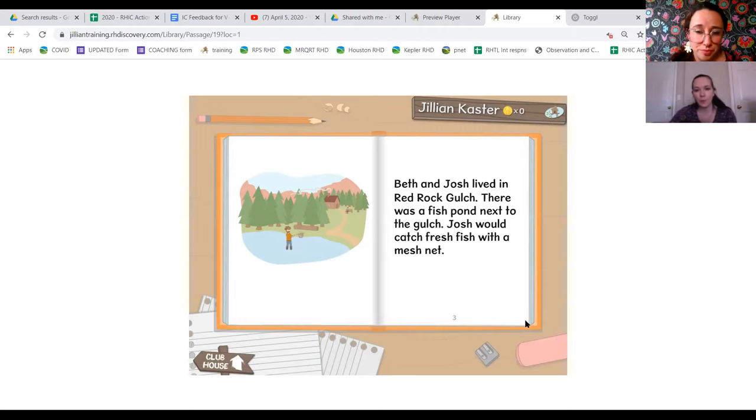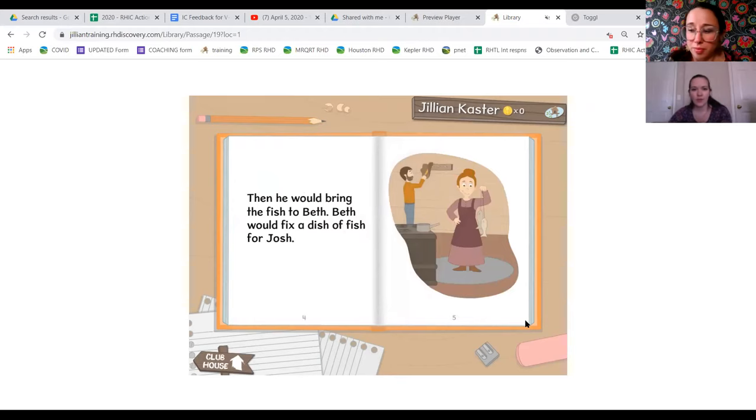Let's read just one more page. Because we're running out of time. All right, let's read this page, ready? Then he would bring the fish to Beth. Beth would fix a dish of fish for Josh.